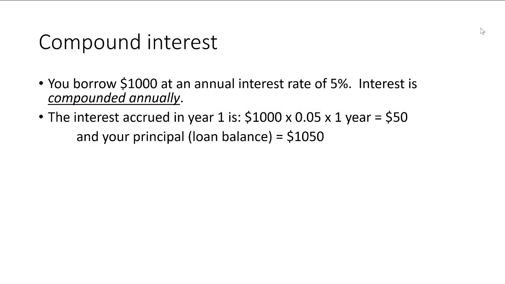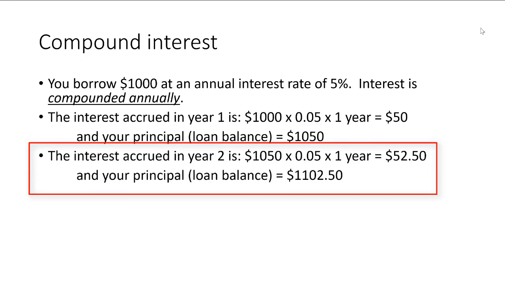That $50 then is added to the principal, and this is assuming that you haven't made any payments on that loan. For the next year then, the principal or the loan balance is going to be $1,050. The second year, you take that $1,050 and that is now the principal. So this is known as compounding because the interest then is added to the principal, and so you have a higher principal every year. We can multiply that by the interest rate and the time, and so for the second year, we get $52.50.